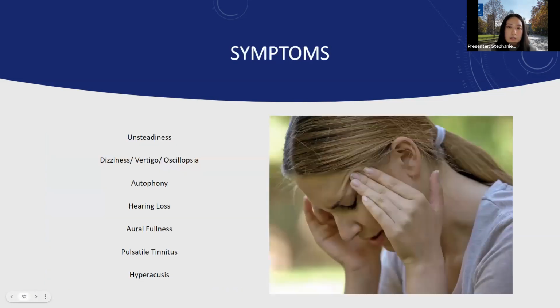In terms of the symptoms associated with SCD, it includes unsteadiness and dizziness with straining, loud sounds or pressure changes. Autophony, which refers to hearing internal noises louder than they would be expected to, such as their own voice or hearing their own eyes moving or blinking. And also hearing loss and fluctuating hearing loss, which I have previously mentioned. Next slide, please.